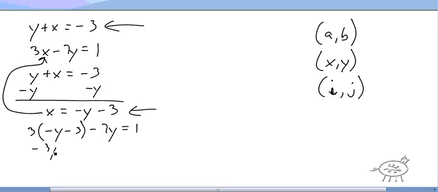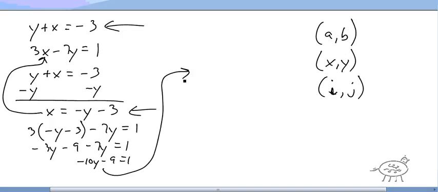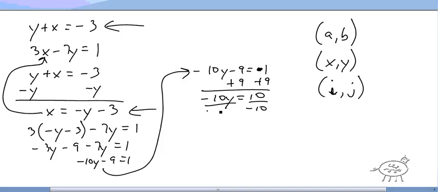Distribute, so I get negative 3y minus 9 minus 7y equals 1. So I get negative 10y minus 9 equals 1. Just going to finish it over here. Let me just rewrite this. Negative 10y minus 9 equals 1. So I'm going to add 9 to both sides. So I get negative 10y equals 10. Divide both sides by negative 10. So y equals negative 1.